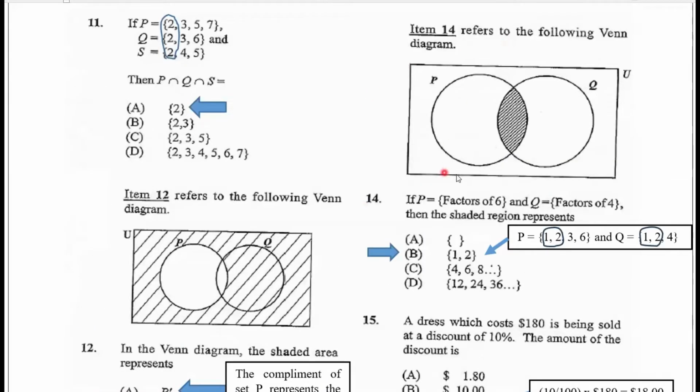Number 14 refers to the following Venn diagram. Again, you can see a universal set with sets P and Q, and the shaded region is the area of intersection between P and Q. P represents factors of 6, Q represents factors of 4, and the shaded region is what? Now, factors of 6 are the numbers that could go into 6, and what will that be? It'll be 1, 2, 3, and 6. Factors of 4, what will that be? What are the numbers that could go into 4? 1, 2, and 4.